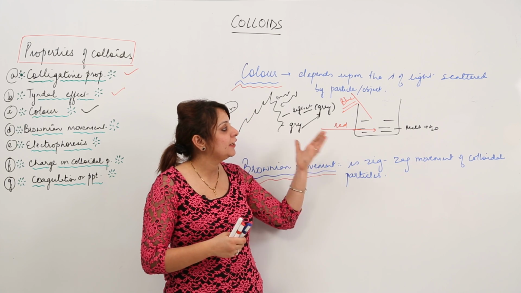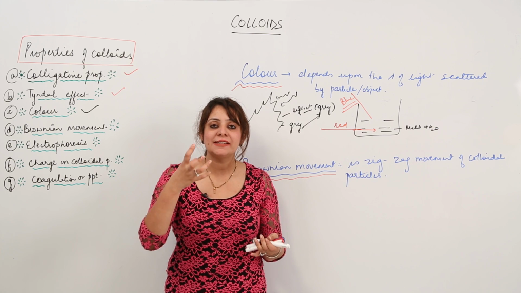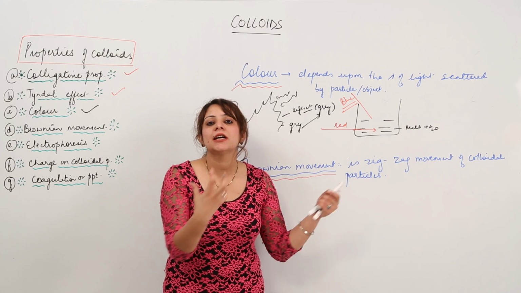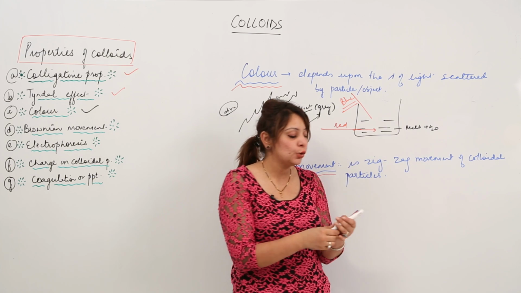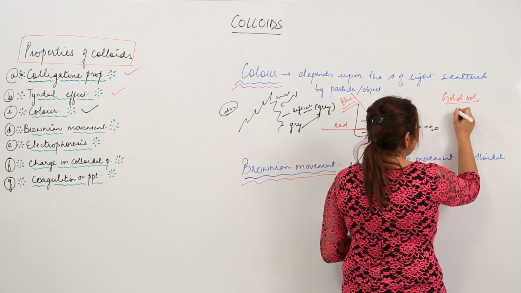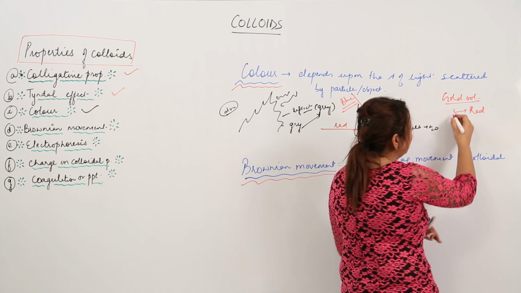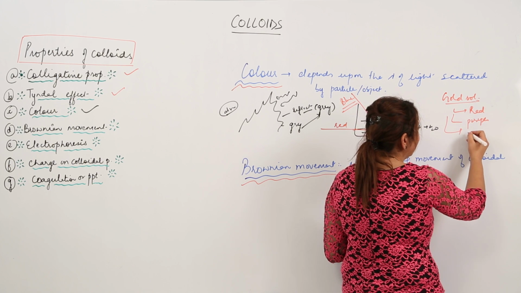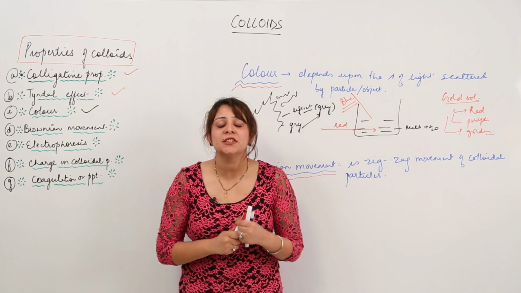And the reason behind the color of the colloidal solution is the same: it scatters a particular wavelength of light, and the light that it scatters imparts the color to that given colloidal solution. Likewise, for example, we have a gold sol. In gold sol we get to see many colors: when the particles are small it appears red, when the particles are comparatively bigger the color changes to purple, and when the particles become bigger still it changes to golden.